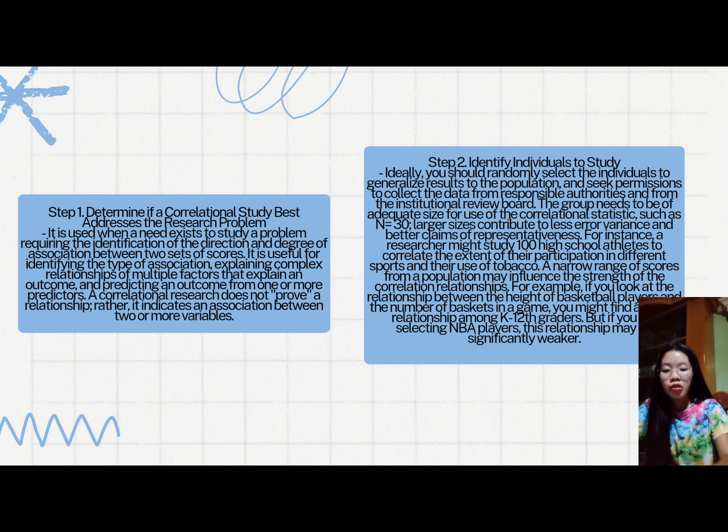So in selecting participants for our research, we must consider that they are appropriate. For example, if your topic is all about basketball players, the participants must be playing basketball, and by this we can collect better results.